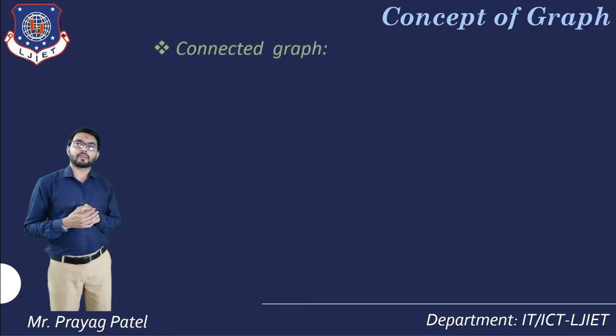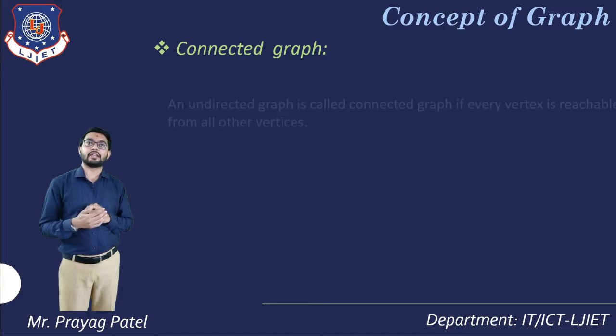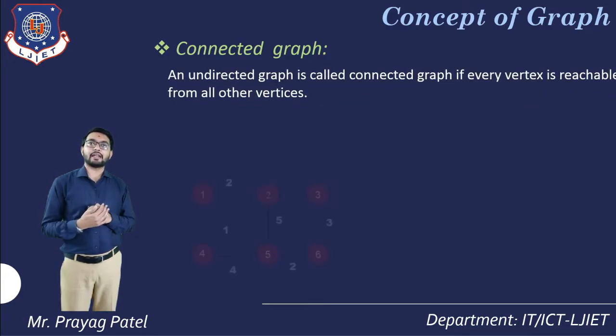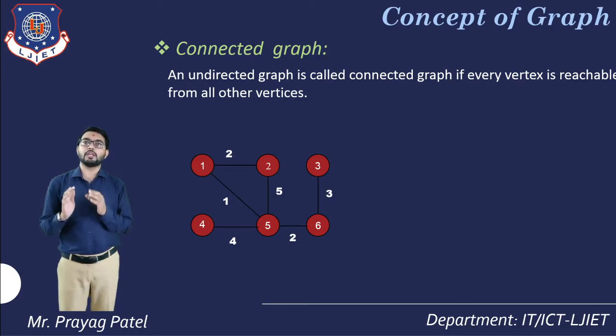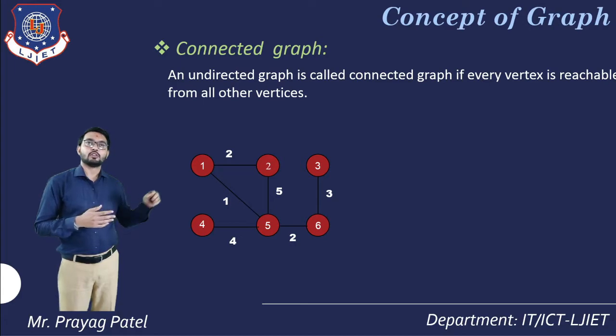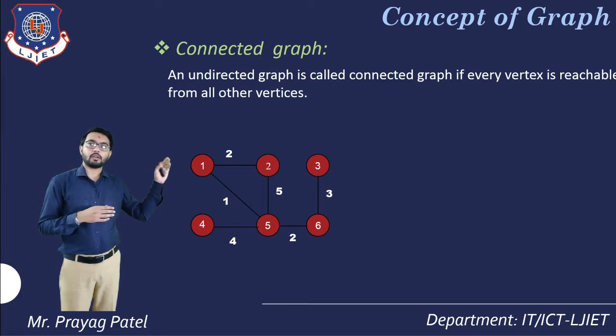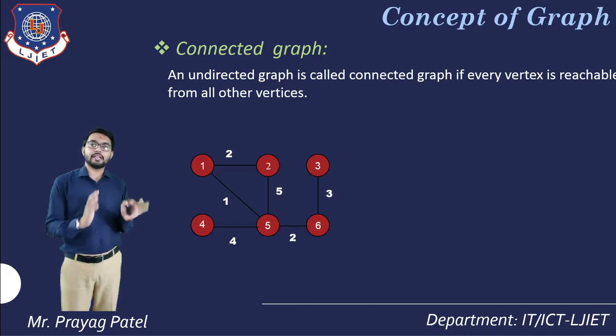Now consider the next definition, a connected graph. An undirected graph is called a connected graph if every vertex is reachable from all other vertices. So for example, there are 1, 2, 3, 4, 5, 6 nodes, and each and every node is connected with each other.